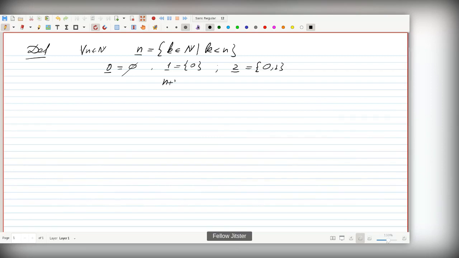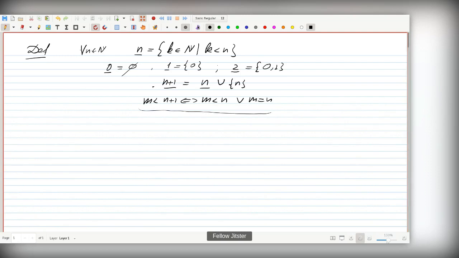And in general, n plus 1 underlined is n underlined, the set of all elements which are less than n, plus n itself. You know, m is less than n plus 1 if and only if m is less than n or m equals n. So this line is another way to state this equivalence.